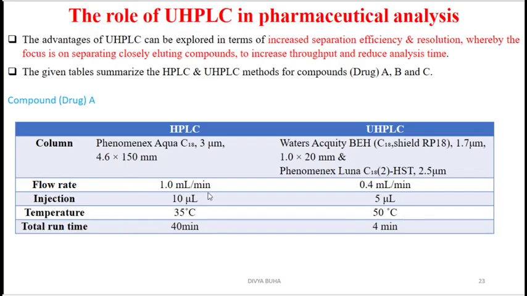Runtime is 40 minutes for HPLC and it is 4 minutes for UHPLC. So you can see over here there is a drastic change in the runtime. It is very less in UHPLC, 10 fold lesser when you compare it with that of the HPLC technique. So these are the parameters which were set for the separation of drug A.